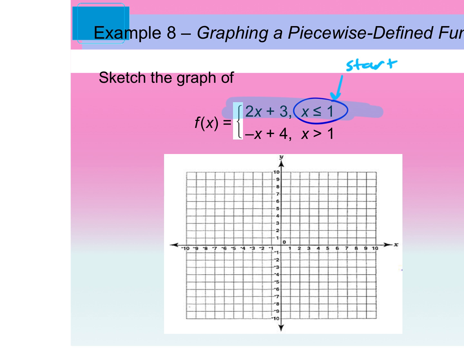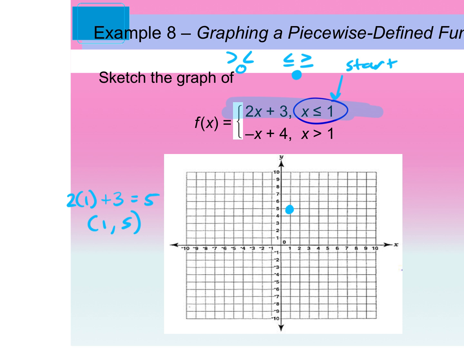So I'm going to plug in 1. I have 2 times 1 plus 3, which is 5. So my point here would be (1, 5). I go to my graph, go to the right one and up 5. Do we have an open or closed circle at this point? Closed circle. When you have less than or equal to or greater than or equal to, it is a closed circle. If we had greater than or less than, it would be an open circle. So that equal to makes it a closed circle.